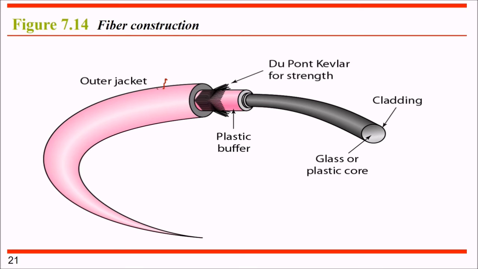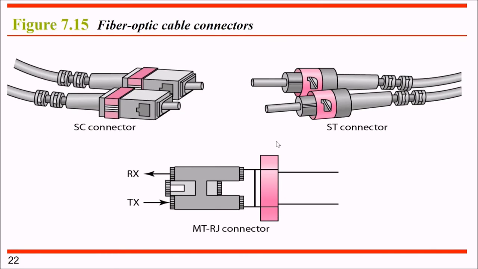So fiber construction is done like this. This is the outer jacket. Inside it we have, for strength, DuPont Kevlar. Inside this we have a plastic buffer, and then you have a cladding, and inside this you'll find the glass or plastic core. These are the fiber optic cable connectors. These are the SC connectors. These are the ST connectors. This is for RX. This is for TX. This is the MT-RJ connector.